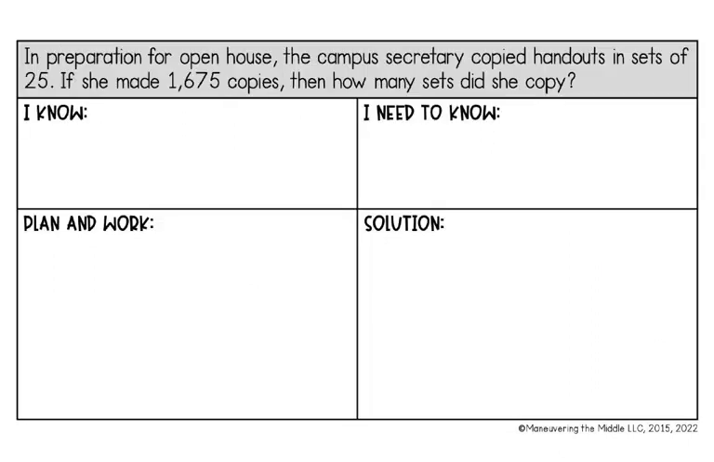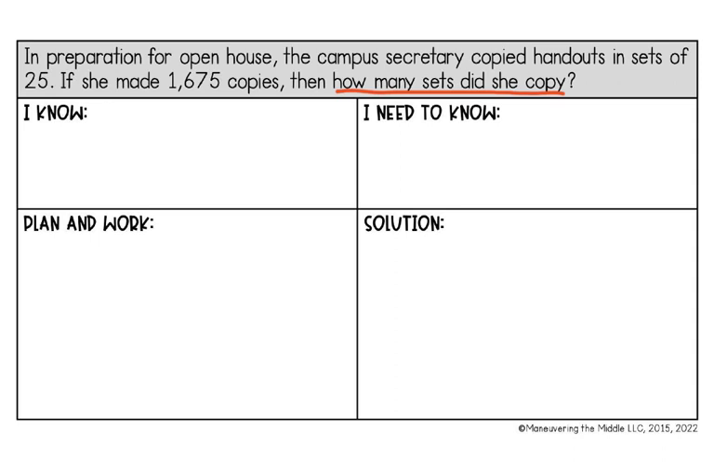In preparation for open house, the campus secretary copied handouts in sets of 25. If she made 1,675 copies, then how many sets did she copy? So when we are reading story problems, we're first going to figure out what our question is. What is it asking us to do? Well, it wants to know how many sets did she copy. So I went ahead and underlined that. You can underline it, circle it, or highlight it.